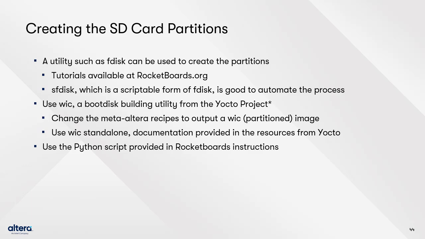Tutorials for it are available at RocketBoards, and if you want to automate it later on, there is a scriptable version of it. The Yocto project also produces a utility called WIC which produces a partitioned image. You can modify the Meta Altera recipe to run this, or you can run it standalone. Finally, there is a Python script written by us to make the partitioning process easy, available at the RocketBoards link shown.